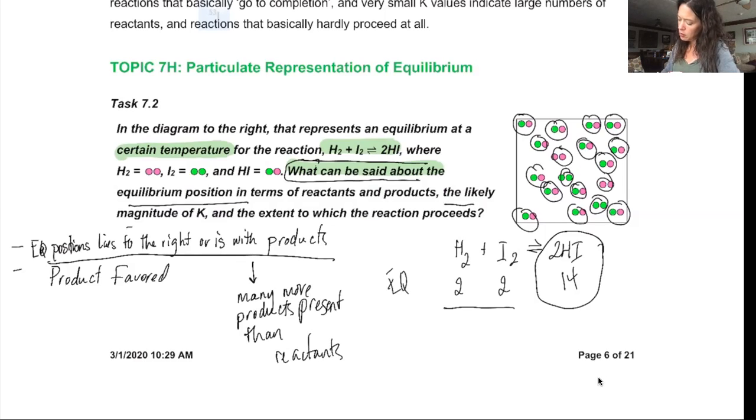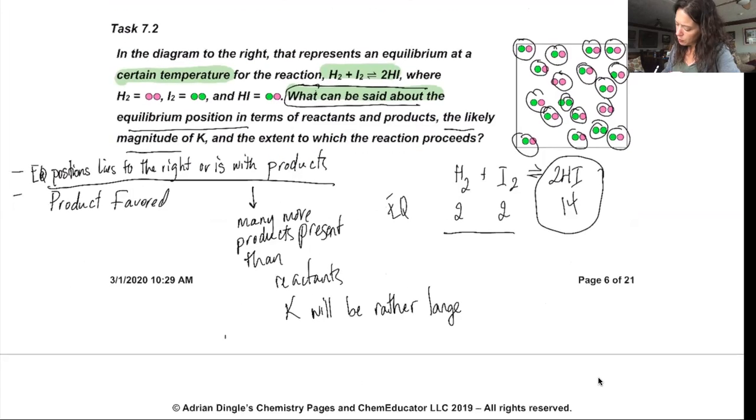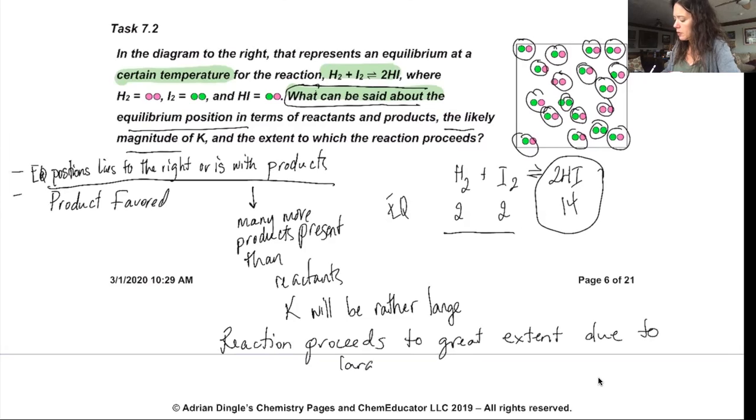The likely magnitude of K, what's going to be the magnitude of K? K is going to be very large. Essentially, it's 14 squared divided by 4. And the extent to which the reaction proceeds: the reaction proceeds to a great extent, right? These are not FRQs. The reaction proceeds to a great extent, and we know that because of the value of K.